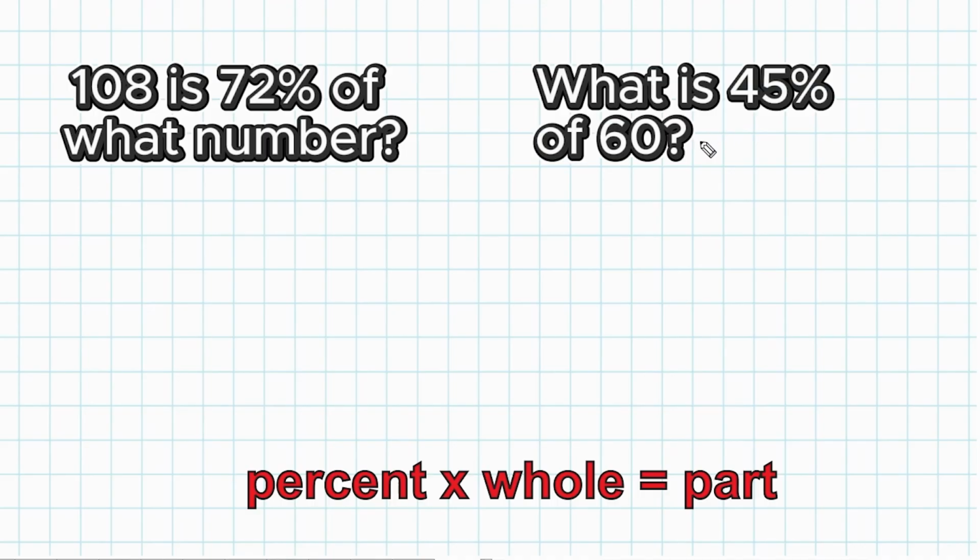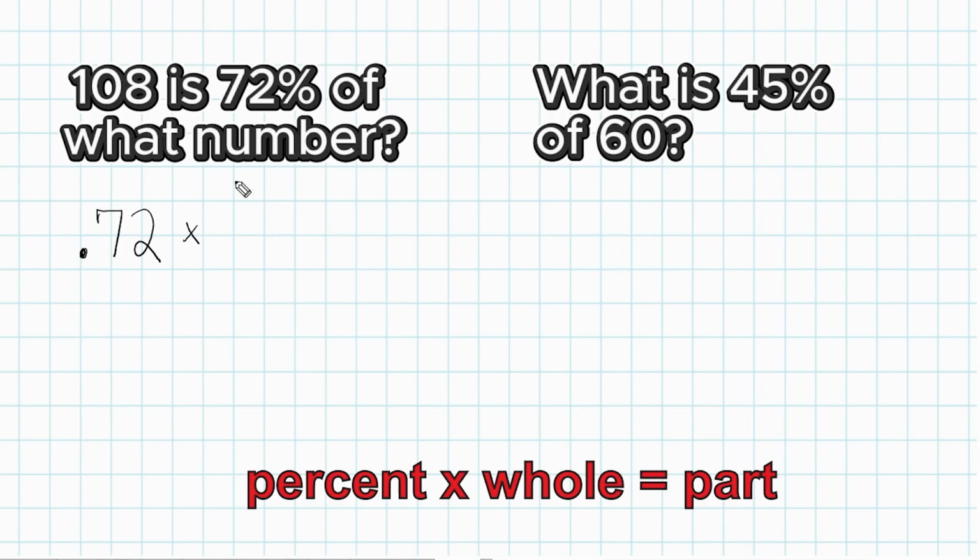So what we're going to do to solve each one of these is use our percent equation, which says that we can take our percent and multiply by the whole amount, and that would be equal to the part. So let's look at this first example here. The percentage is given in the problem, 72%. So we're going to write that as its decimal equivalent, and then multiply that by the whole amount.